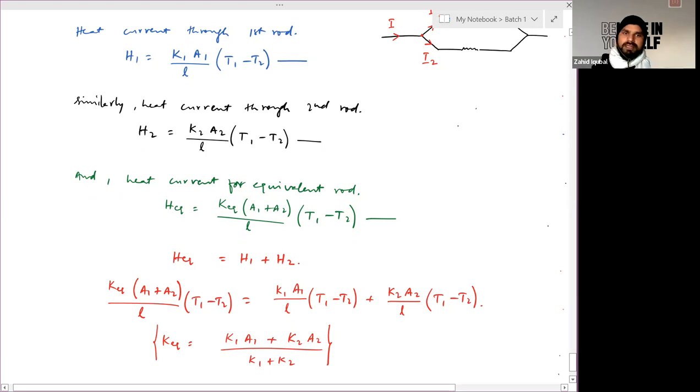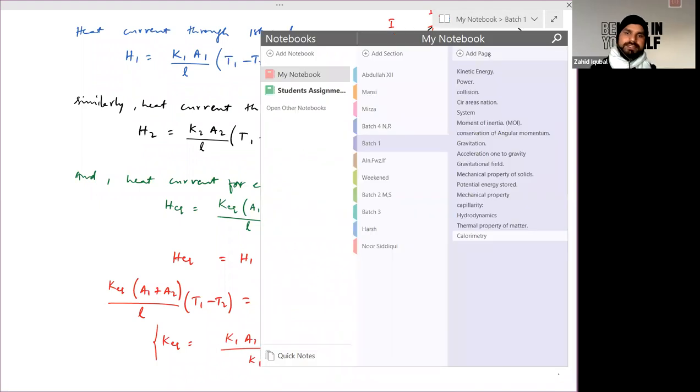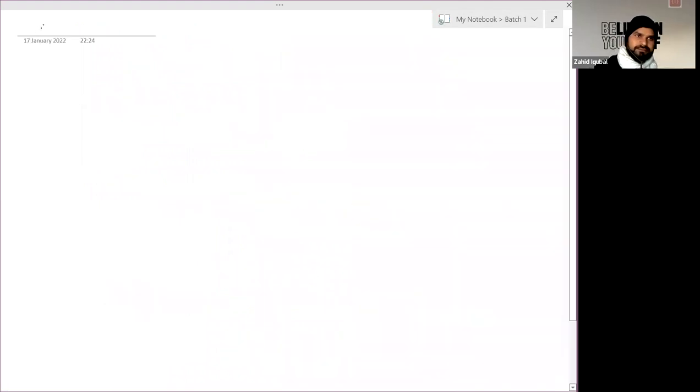Okay, so this is the entire part of heat conduction or heat current through any conductor. Next is radiation. So first, let me define what you mean by radiation. To explain this, let me give you some basic concept.